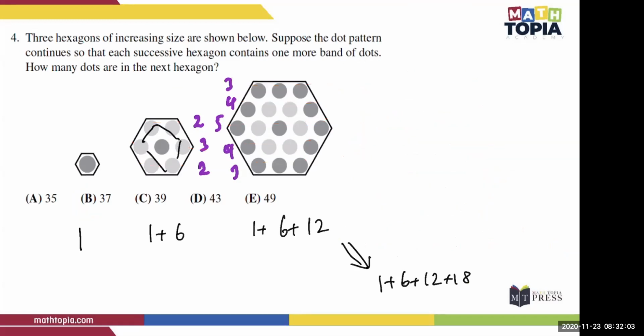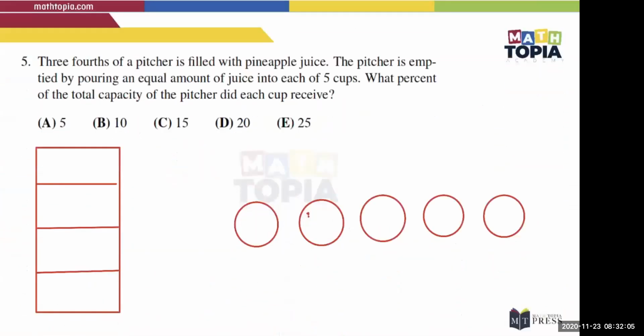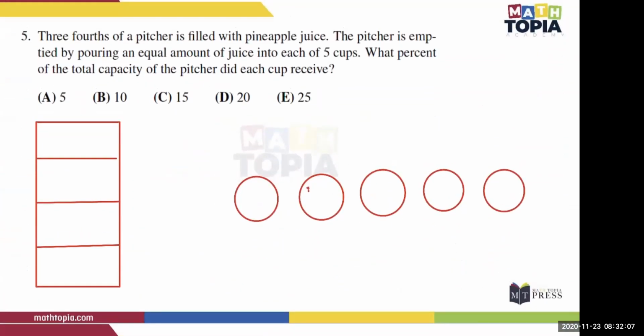So let's go to number 5. The rate and ratio problem, a percent problem. When we have a rate, ratio, and percent problem, you could use any number you like to do it. So let's see, Eva, what number are we going to use?